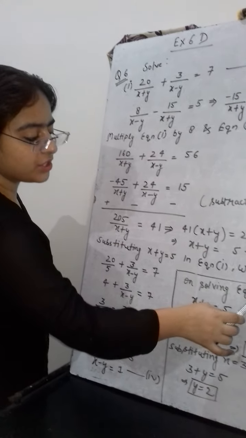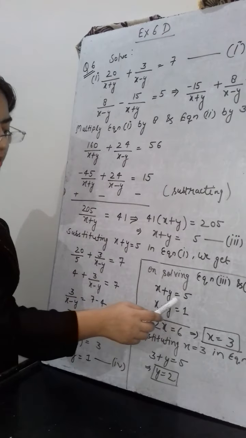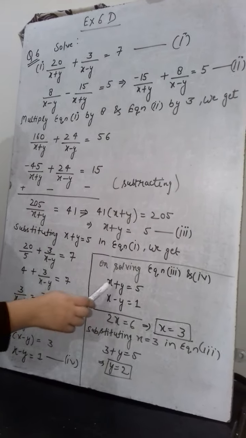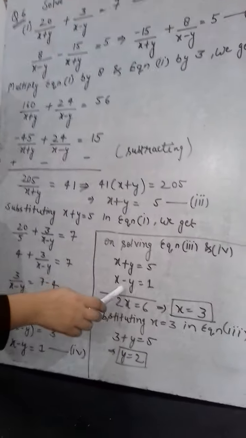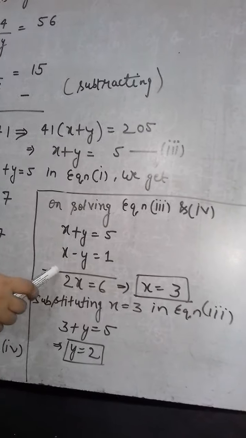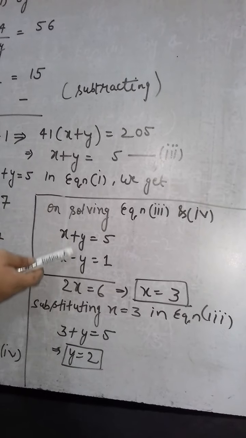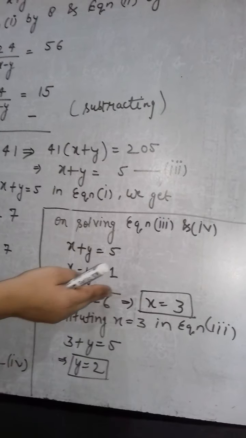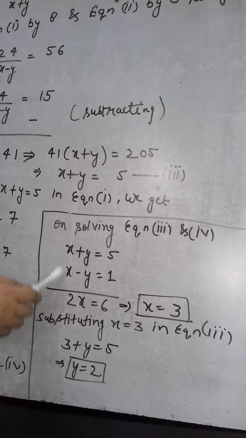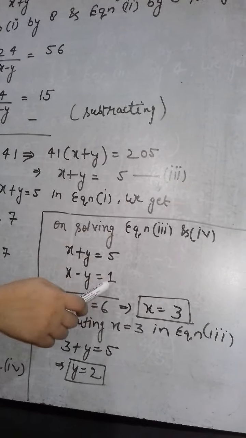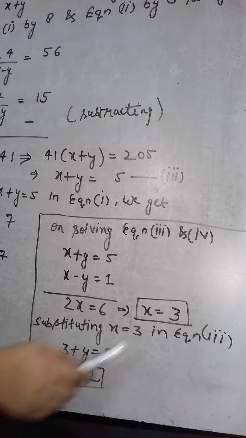So on solving equation 3rd and 4th, we get x plus y equal to 5 was there and x minus y equal to 1 was there. Now you can see here plus y and minus y are there. So we will directly add both of these equations, because one of the terms has the opposite sign, so they will be cancelled on their own. As a result, 2x equal to 5 plus 1, 6. So x equal to 3.